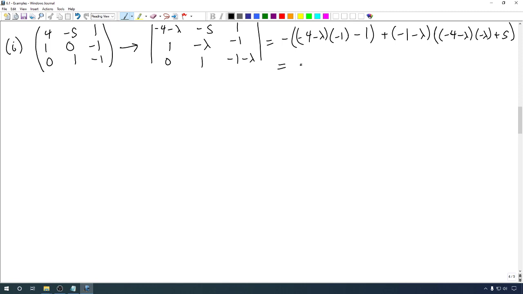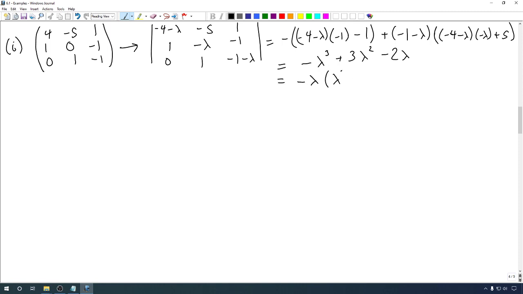What you'll get if you expand the entire thing out is minus lambda cubed plus 3 lambda squared minus 2 lambda. So obviously they set this up so we actually do have a 0 for our constant. That'll actually make it easier to factor this. I'm actually going to go ahead and pull out a negative lambda.